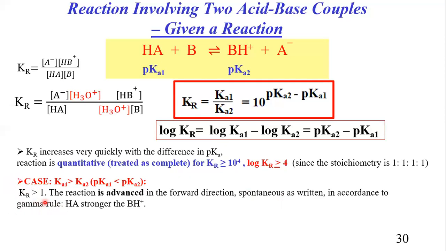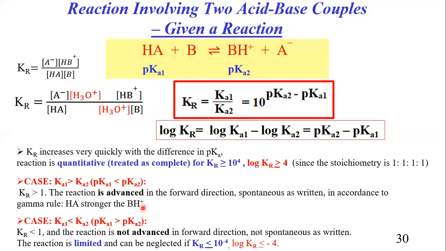So once I have Kr, I know a lot of things. I know that the reaction is going to go forward. I know it's according to the gamma rule. I know that it's spontaneous. So sometimes they ask you questions, does it go forward? Does the reaction proceed in the forward direction? And they don't have to tell you to find Kr. They just ask you for the direction of the reaction, and you should find the Kr if you're asked such questions.